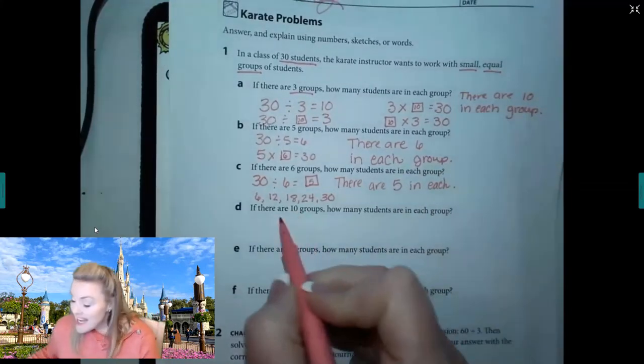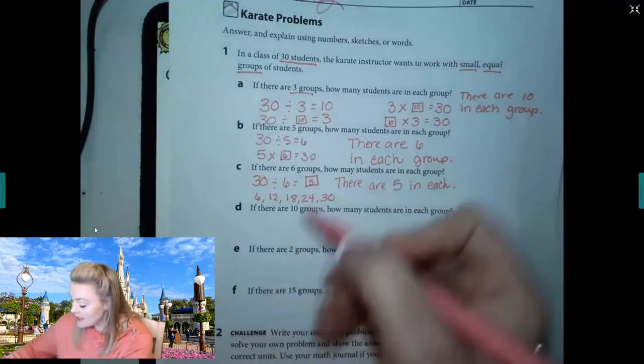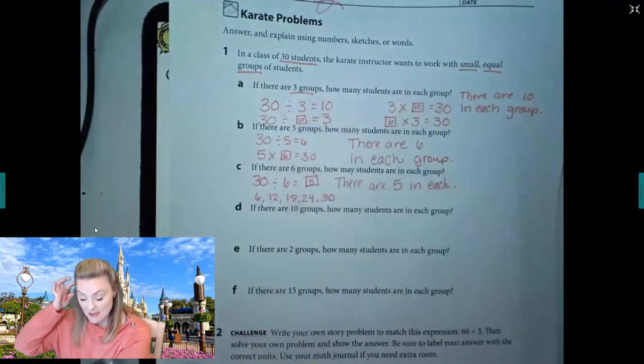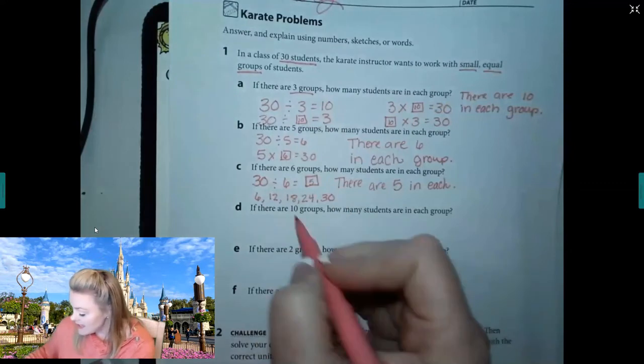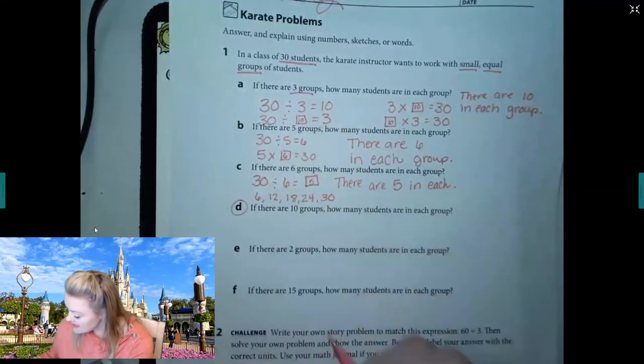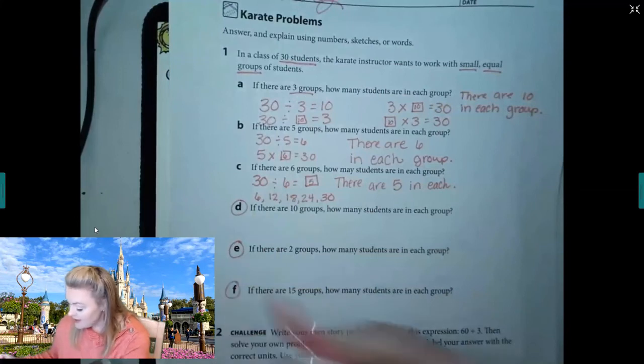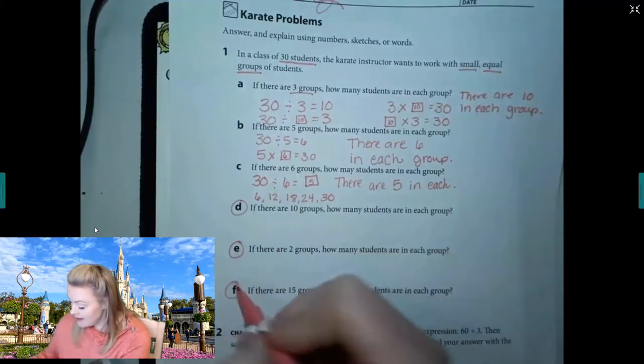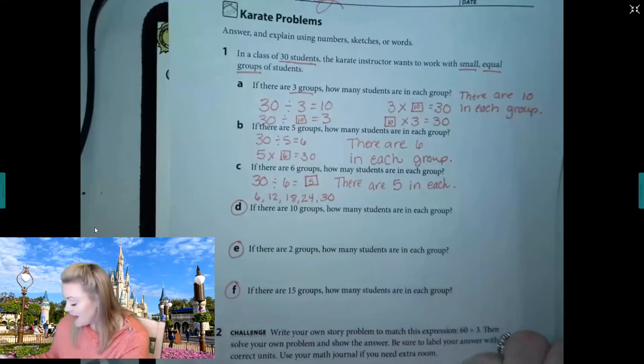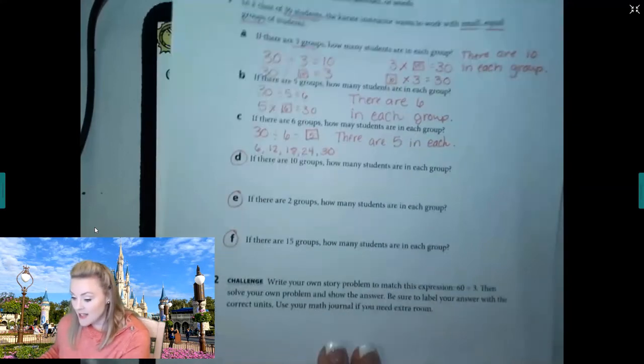Do you guys see how we are making fact families? We're just repeating what we've already learned, right? So you're going to go ahead and do D and E and F on your own. Now, E and F are connected. I can go ahead and tell you that. All right, so the challenge.